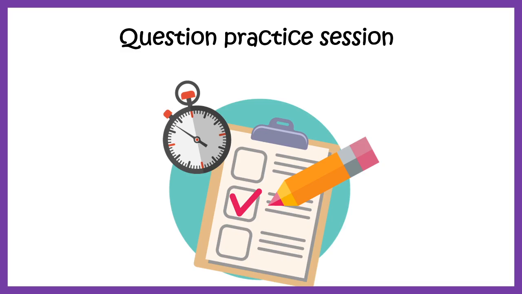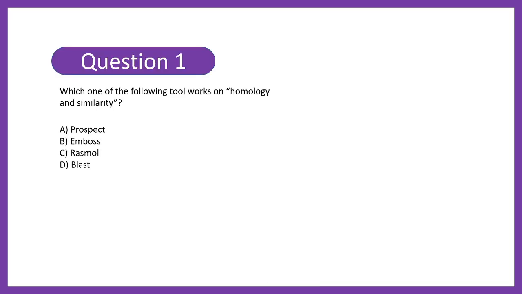So let's begin the question answer session. First question is, which of the following tool works on homology and similarity? Prospect, Emboss, Rasmol, or Blast? So you can guess it correctly, it would be Blast.